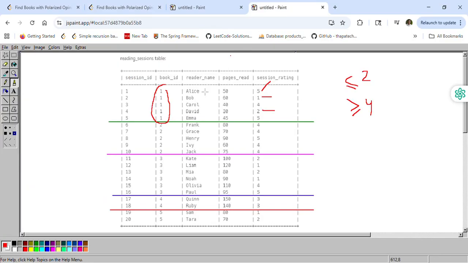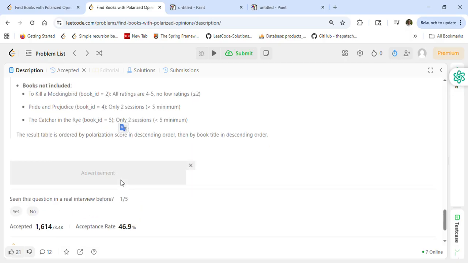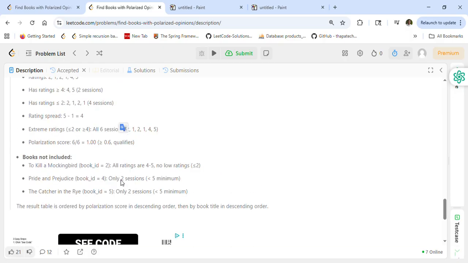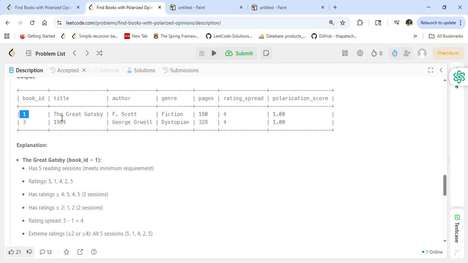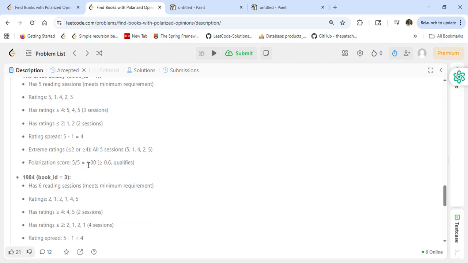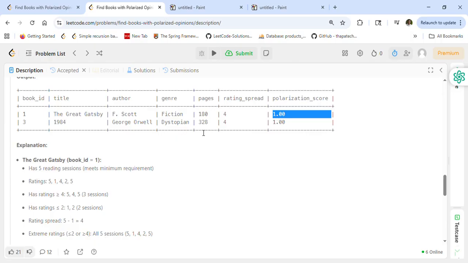So it means that we are going to consider this book, right? Once you consider book 1, this is how your record will look, the output. You have book 1, The Great Gatsby. F. Scott is the author, genre is fiction, pages 180, and rating spread is 4. We calculated it, 5 minus 1, it is 4. And polarization also we calculated here, 5 divided by 5, so it is 1. So this is the one book that we found. Let's take a look at other books.